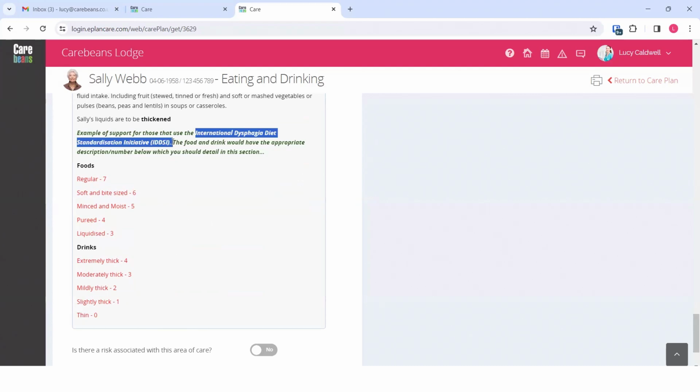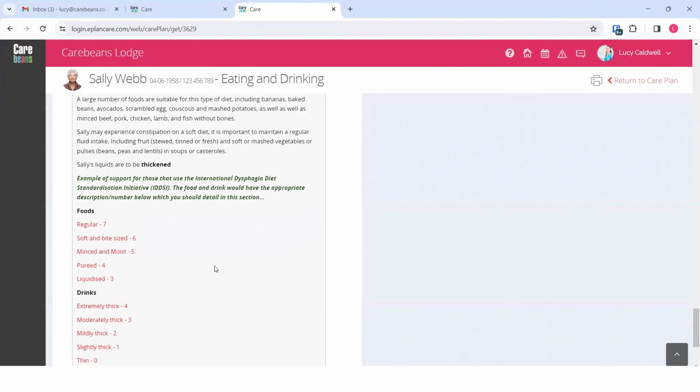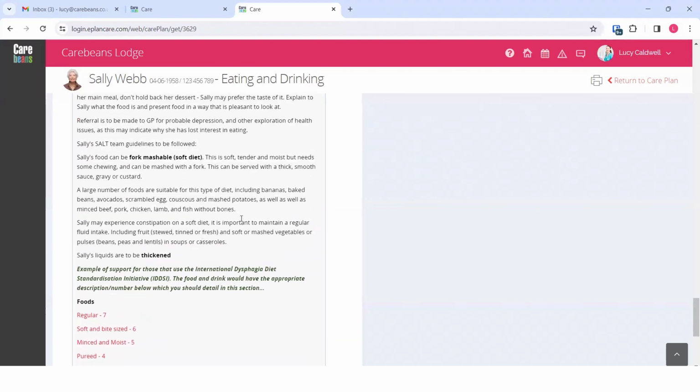So IDSSI, this is what it looks like. There are all these different levels. As I said, it's common terminology to describe food thicknesses and textures. For the foods, it correlates with these numbers, and for the drinks, it correlates with these numbers. So just make sure that you get all your support in there for that person.